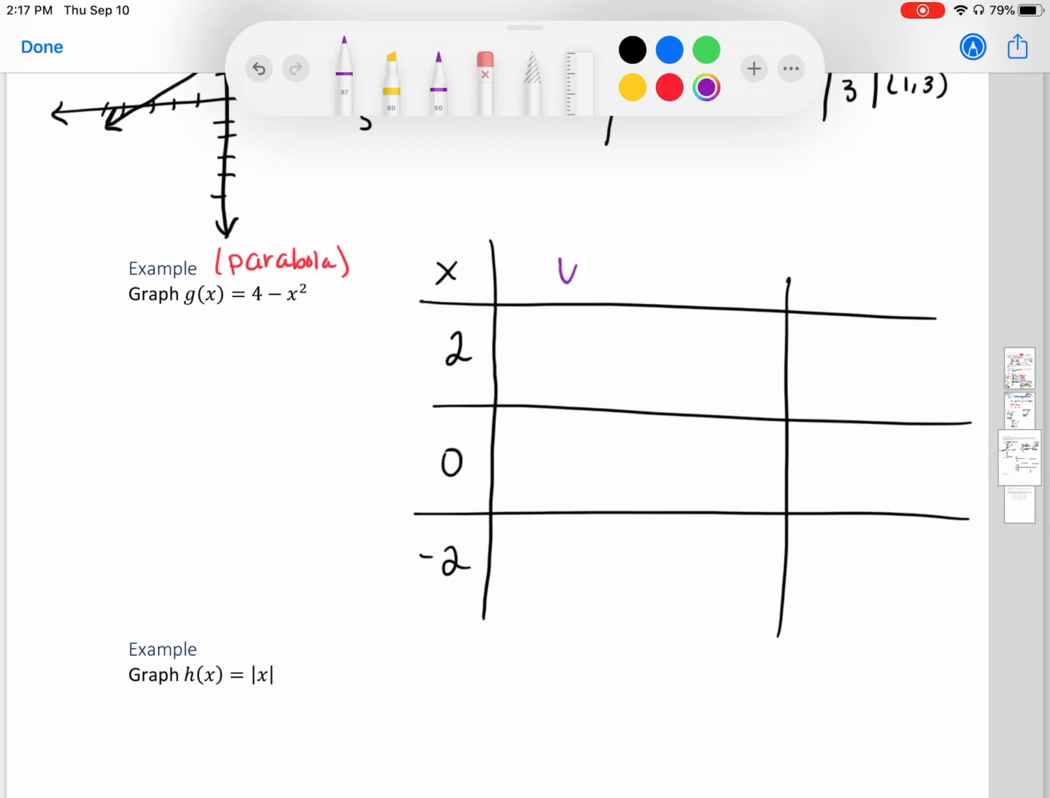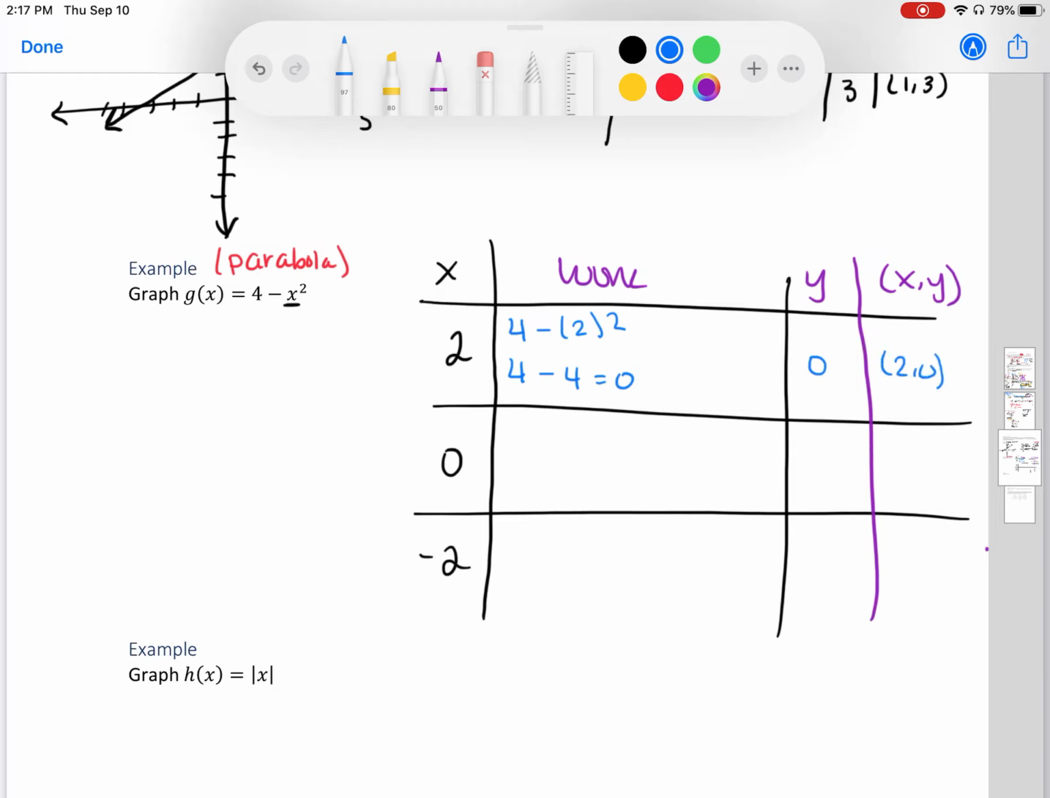Okay, so we want some space for our work. We want our output, and our goal is to create some (x, y) point. So this is saying we're going to plug in. The first one we chose a 2, and I chose a 2 for you. So we plug in a 2, we're left with 4 minus 2 squared. All right, 4 minus 2 times 2 is 4, so we're left with 0. Have the point (2, 0).